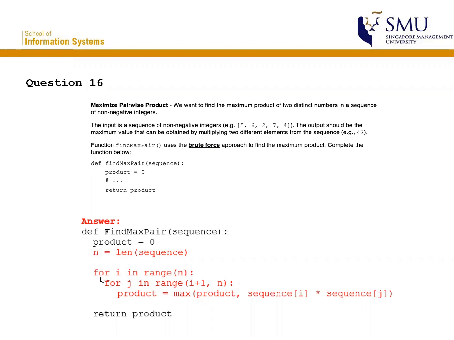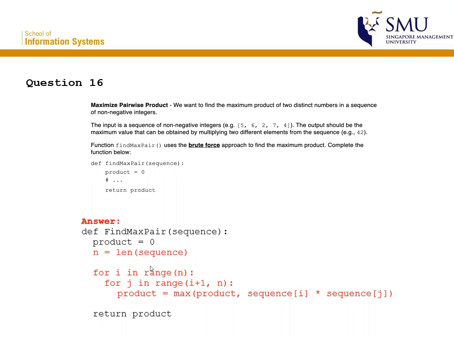First, you have a for loop for i in range n, which is the length of the sequence, and then a second layer for j ranging from i plus 1 to n. Every time in the loop you take the max between the current product and the new product, which is sequence i times sequence j, and finally return product, which will be the maximum product of two distinct numbers.